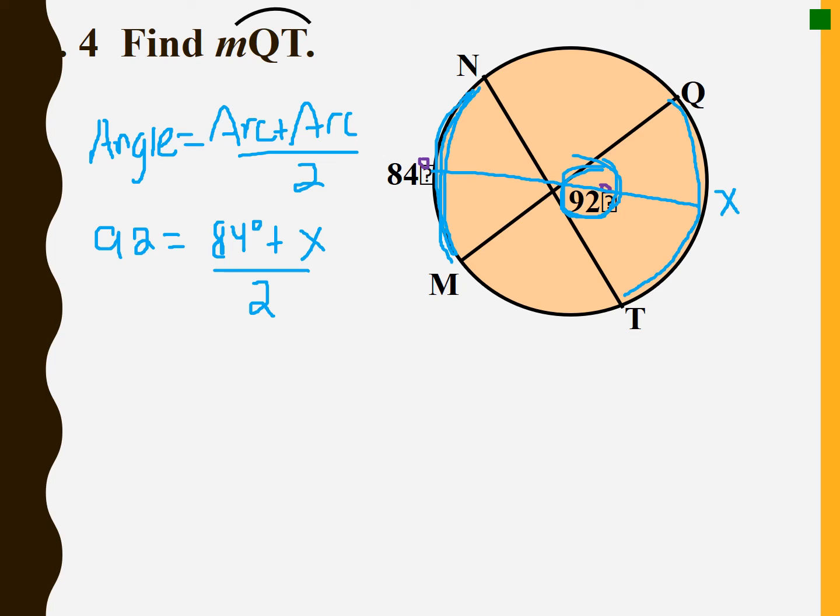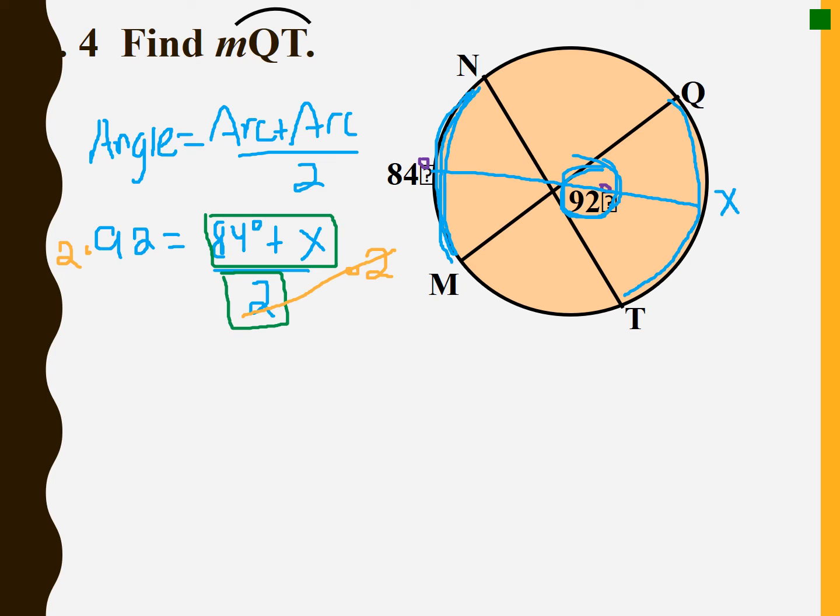And from here, all we do is solve the equation. We always get rid of denominators first. We can't touch 84 degrees and x at the moment because it's blocked by this 2. So we're going to multiply by 2 on both sides of the equation. So 2 divided by 2 is 1, they go away. And we're going to multiply 92 by 2.